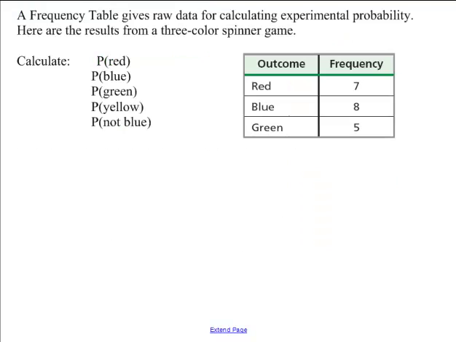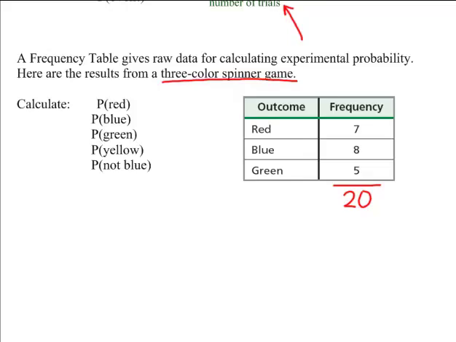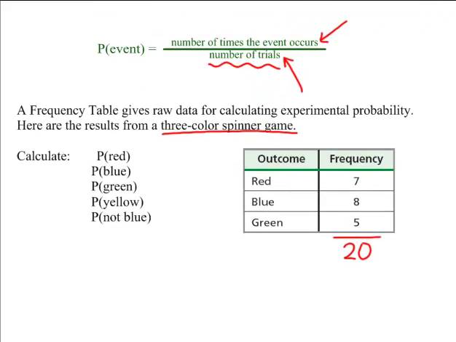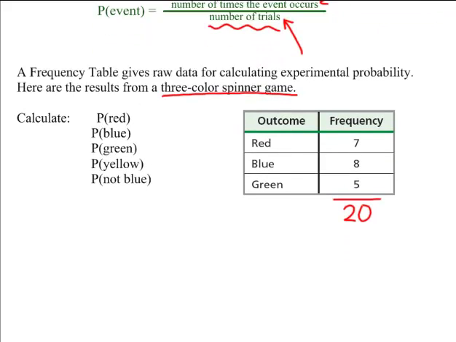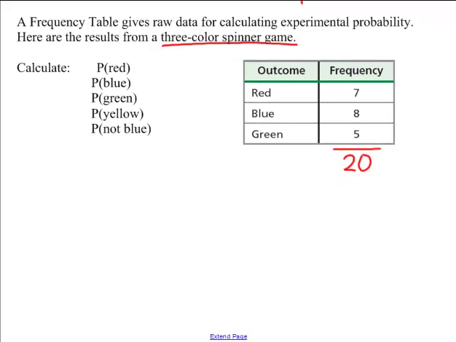So someone spun a 3-color spinner, and they spun it a couple times, and they got red 7, blue 8 times, and green 5. The first thing we should do is figure out how many times they spun the spinner. So if we add all those up, we get 20. We're going to need that for the bottom part, the number of trials we had. So the first one, the probability of getting a red. Based on our experiment, I got red 7 times out of 20.